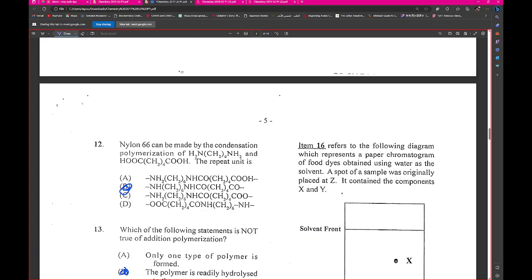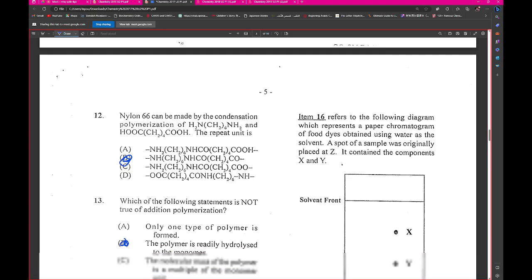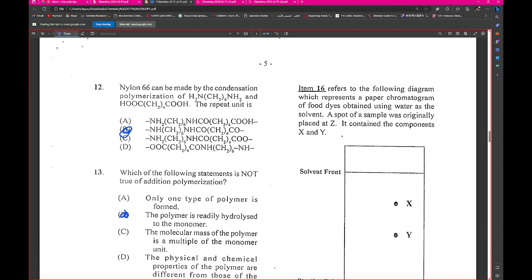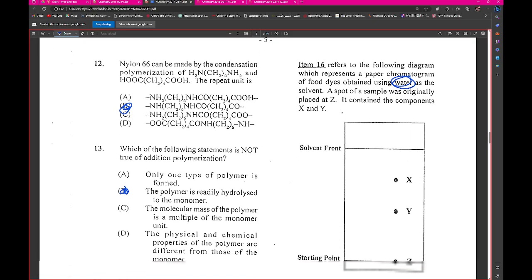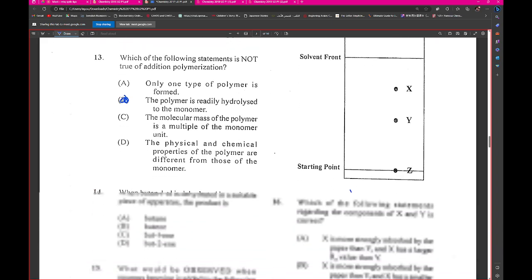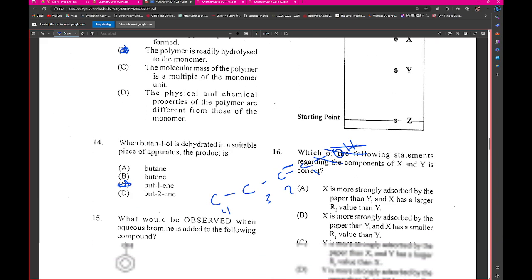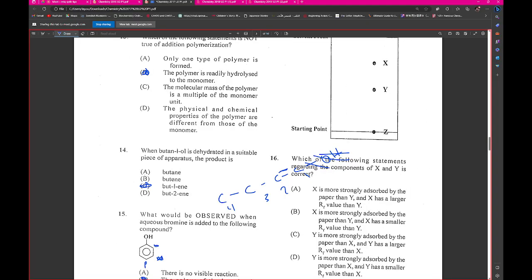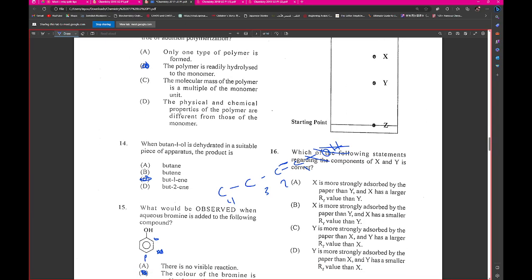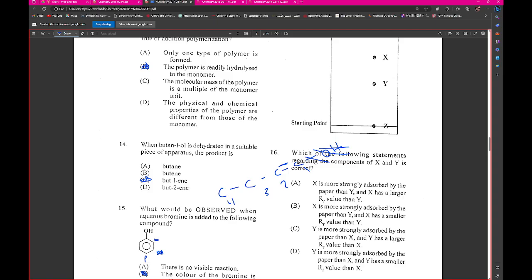All right, it's okay. Number 16 refers to the following diagram, which represents a paper chromatogram of food dyes obtained by using water, right? Water is polar as the solvent. A spot of the sample was originally placed at Z, and it contained the components X and Y. So what do we know of X and Y? What do we know regarding these components? Remember that our solvent is polar.